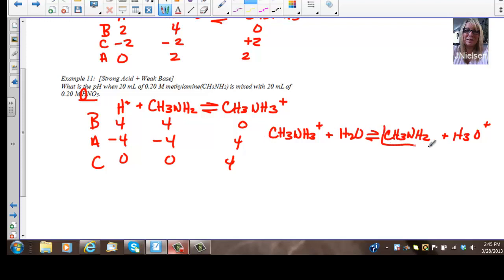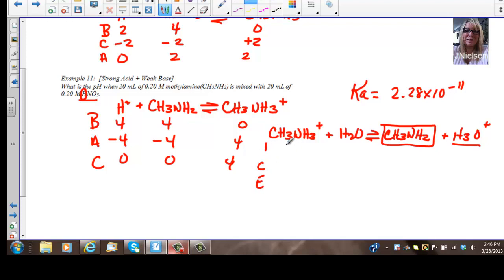This is a base, and we need to find the acid. So again, I'm not going to redo the work. We just did this. We found the Ka using the Kb of the methylamine. So our Ka is the same in this problem. Ka is going to be 2.28 times 10 to the minus 11.